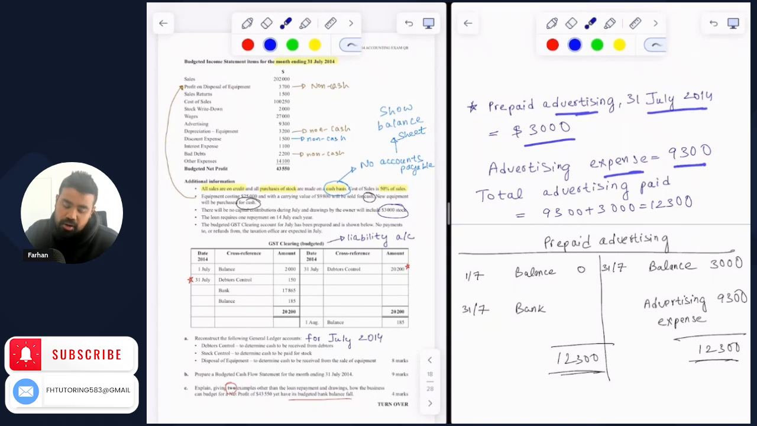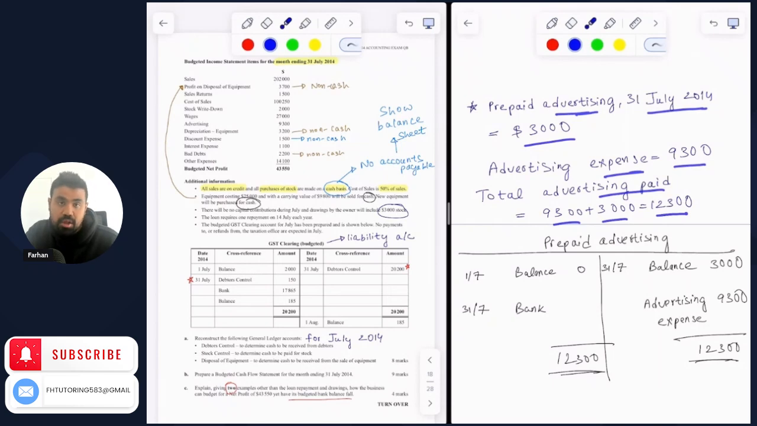So if you get this right, the total advertising that you would have paid for in cash would have been 9,300 plus 3,000, which is 12,300. We can do this simply based on the fact that we do not have any accrued advertising, and any prepaid advertising simply means that you have used up cash. And since we do not have any accrued advertising, whatever advertising expense is reported in the income statement should also be paid for in cash.